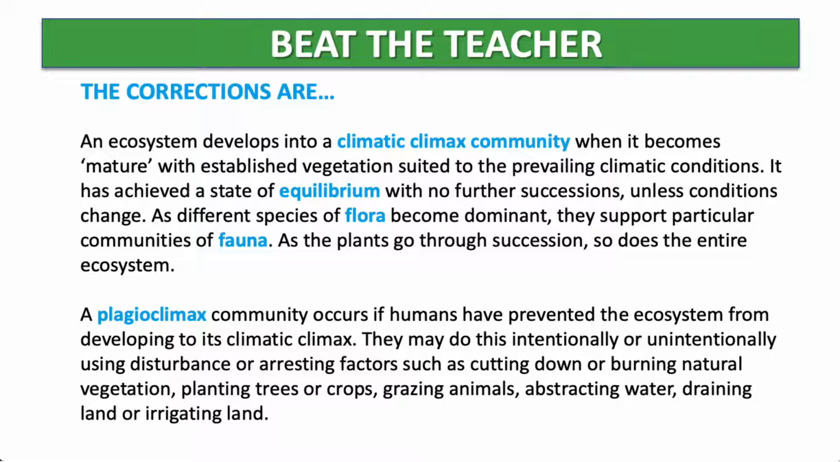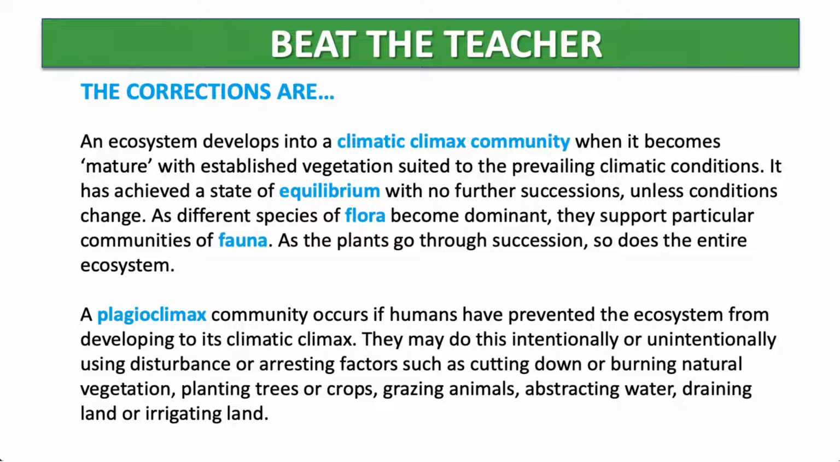The corrected paragraphs would look like this. So that first one, plagioclimax, is replaced by the climatic climax community when it becomes mature. That's kind of a natural state. And it's achieved not instability but equilibrium with no further succession. So it's kind of in a stable state. And the words, as somebody said, the flora and fauna are the wrong way round in the erroneous paragraph. So here we've got it corrected. As different species of flora become dominant, they support particular communities of fauna. So the plant life supports the animal life, that way round.